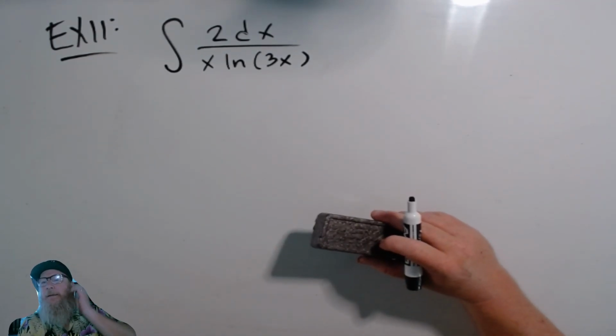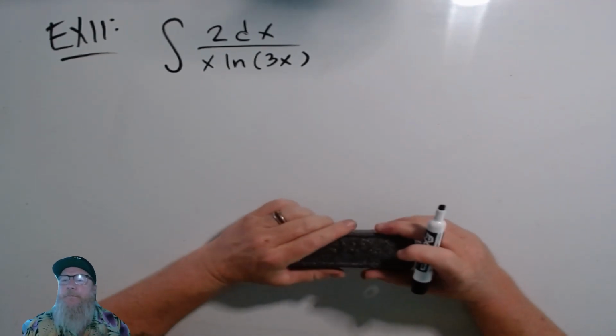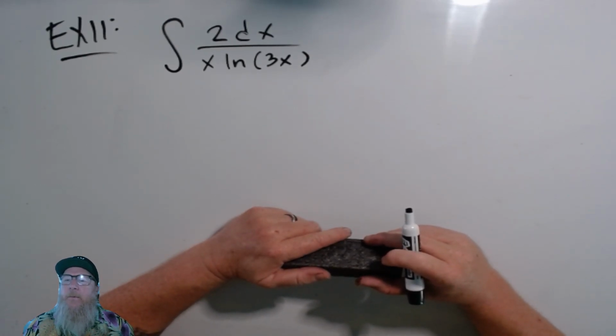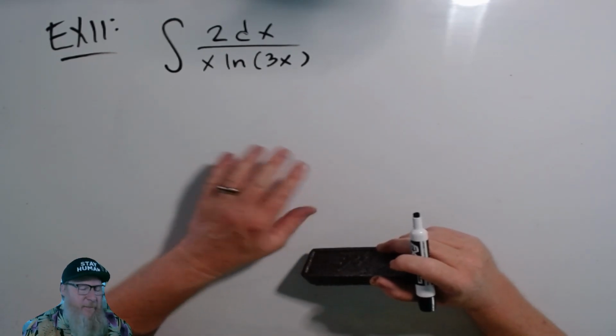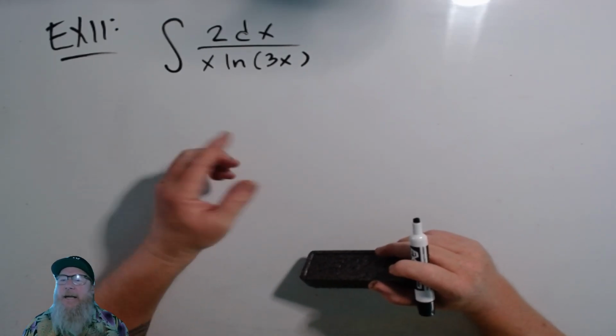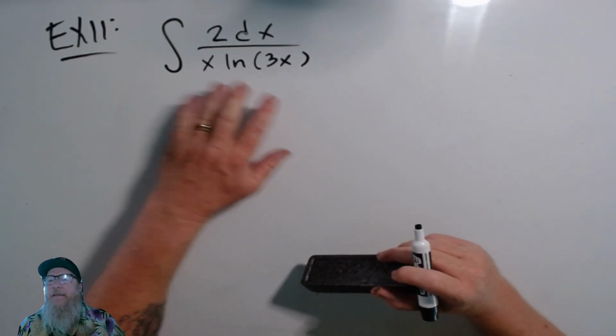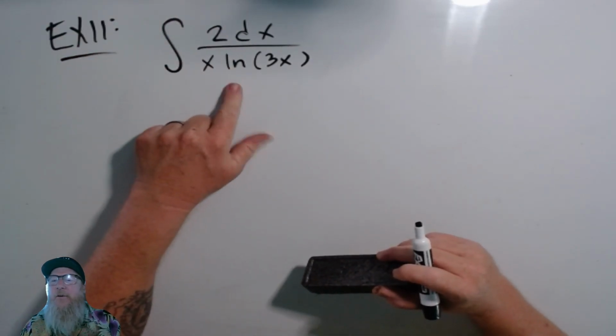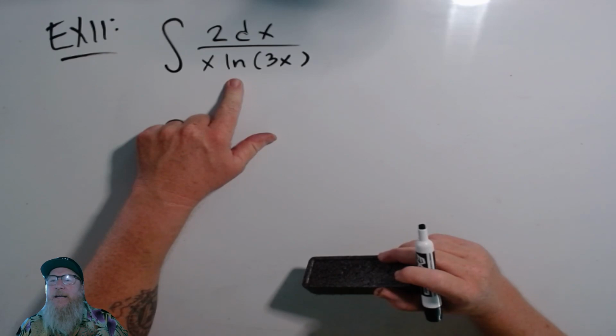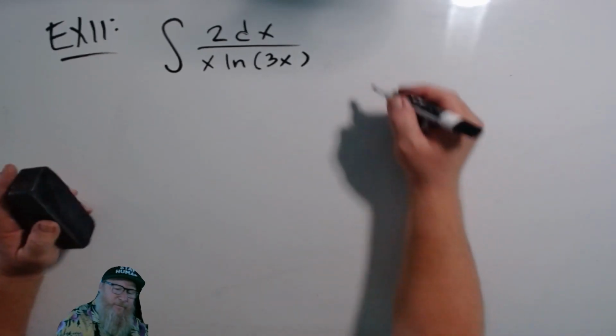All righty, well, what do we do? Well, you just have to memorize it again. If there is an ln and then there's another part of the function, inside and outside, you're always going to let the ln be the u.